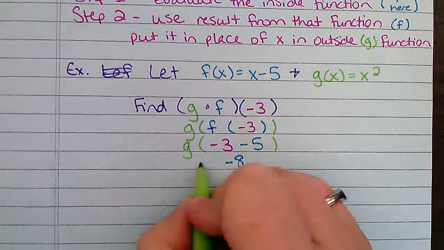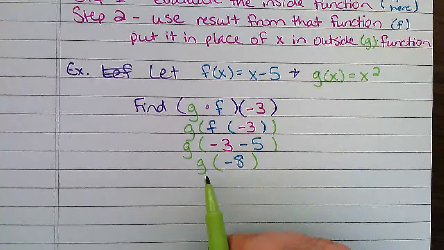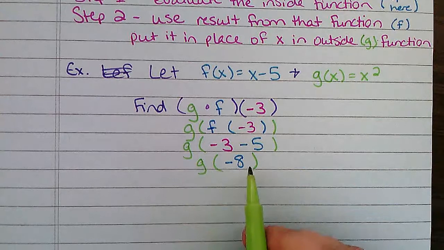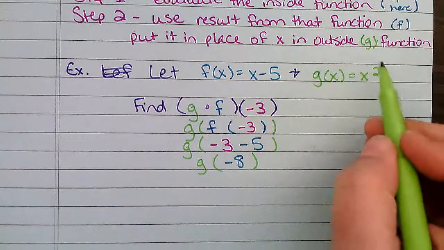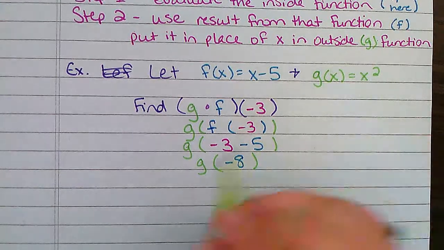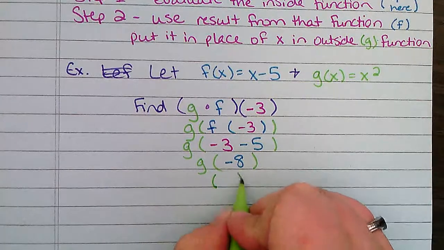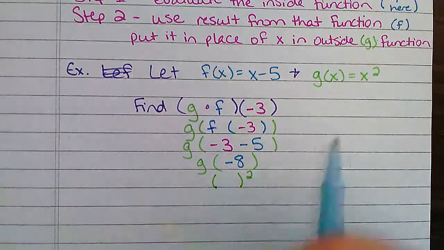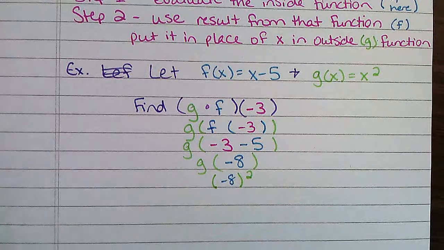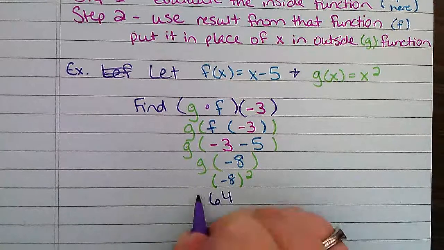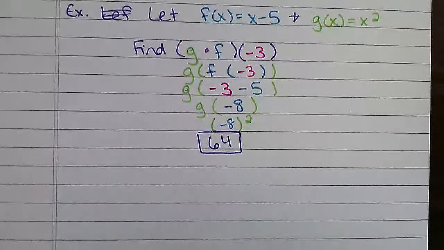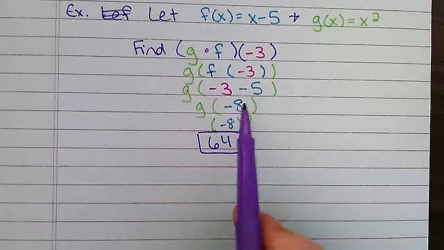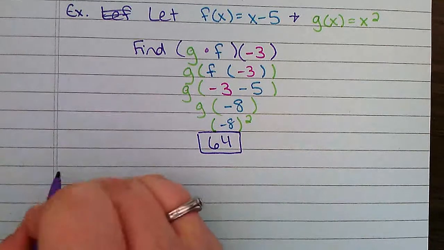But I still have this g on the outside. So now this is saying the function g, put negative 8 in it. Well, here's my function g with x in it. So over here, I'm going to replace the x with negative 8. So I have negative 8, and I'm going to square it. So negative 8 squared is positive 64. And that would be my final answer. So these are kind of like two problems in one. Like you have to do one problem, then use that answer in the other one to find your final answer.